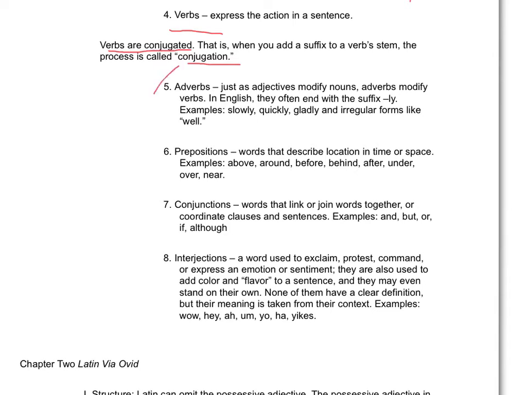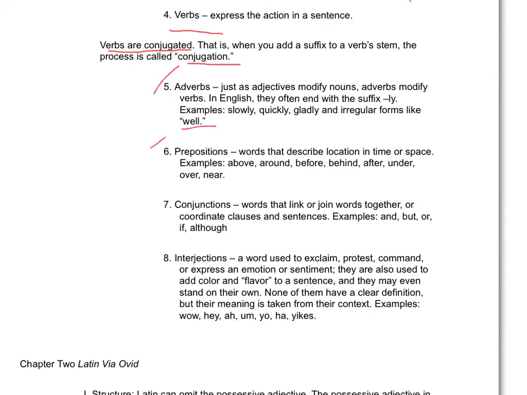Number 5, as far as the 8 parts of speech, adverbs. Like an adjective modifies nouns, adverbs modify the verbs. Often in English they end with the suffix ly: slowly, quickly, gladly. I give you some examples. And of course, in English you say that you do something well rather than goodly. So some of them are kind of irregular. They don't all use ly in English.